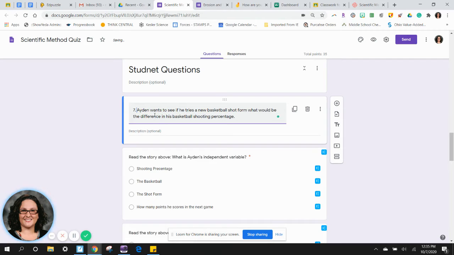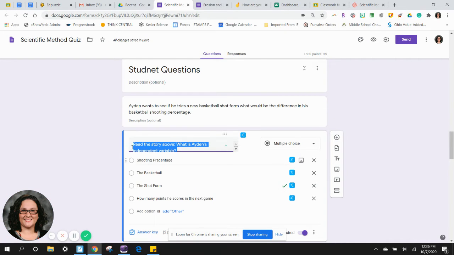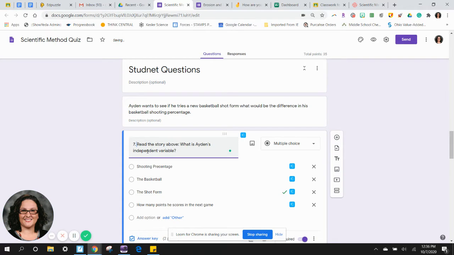Question number 7. Aiden wants to see if he tries a new basketball shot form, what would be the difference in his basketball shooting percentage? So question 7. Reading the story above, what is Aiden's independent variable? A, shooting percentage. B, the basketball. C, the shot form. Or D, how many points he scores in the next game.